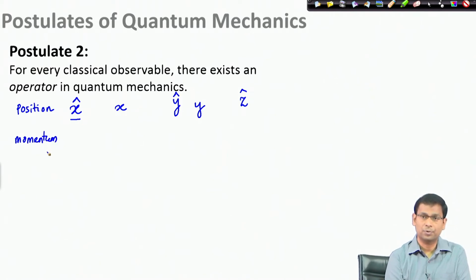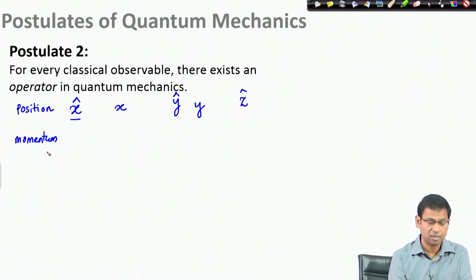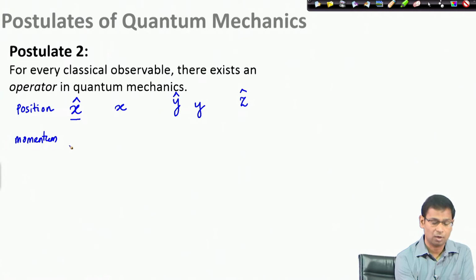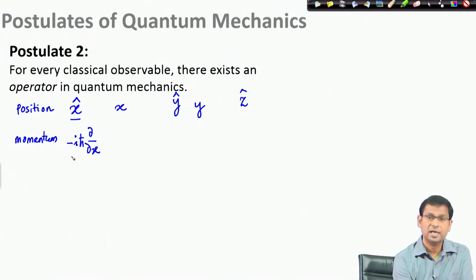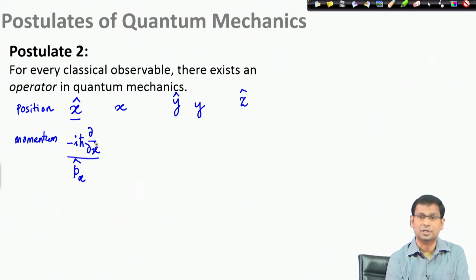So, the classical observable momentum corresponds to a quantum mechanical operator, and this quantum mechanical operator along the x axis is given as minus i h bar. i is the imaginary root, h bar is the Planck's constant h divided by 2 pi, and I am using a partial derivative notation which says d by dx. So, this is the momentum operator, I write it as p x with a hat, and its action is that you multiply with minus i h bar and differentiate with respect to x.